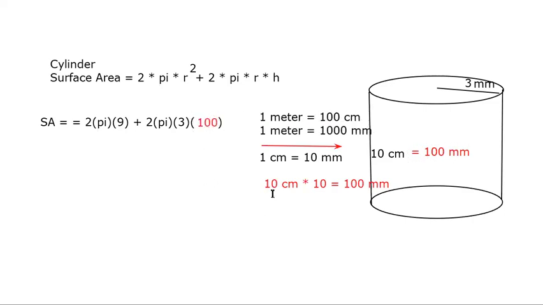Put all that in your calculator. 2 pi times 9 plus 2 pi times 3 times 100. Now you could actually put in 18 pi plus 600 pi, and it will spit out to you 618 pi. 18 pi plus 600 pi is just 618 pi. However, let's put it in the calculator.